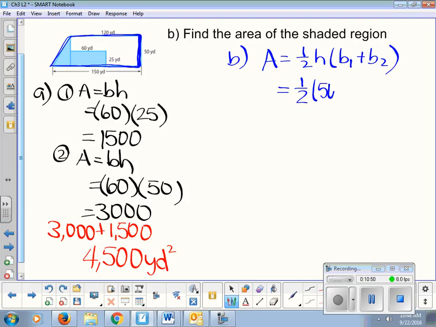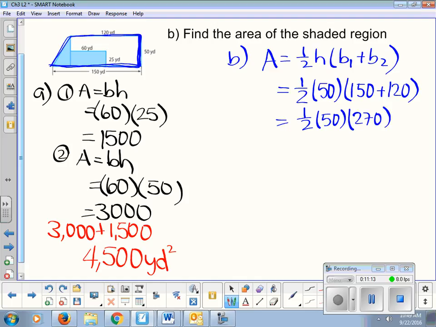We have 50. And for my bases, base 1, we'll do the bottom. Our bottom base is 150. And base 2, we can do the top, which is 120. Since we have our bases in parentheses, we have to add those first. What is 150 plus 120? 270. Go ahead and multiply 50 times 270. 13,500. And then since we have this 1/2, we have to divide it by 2.